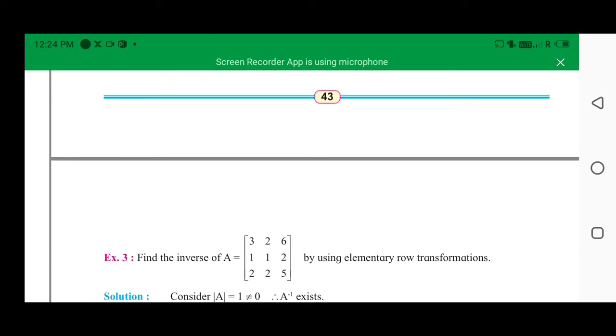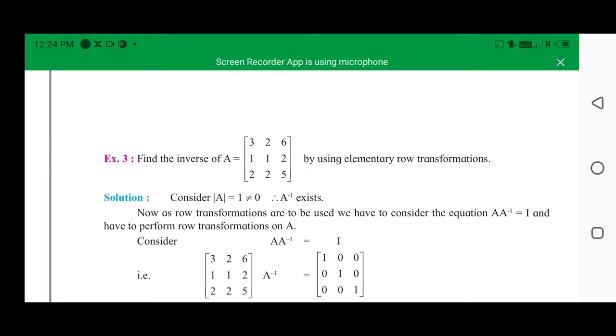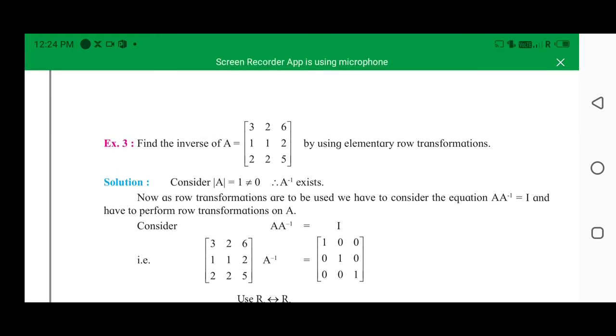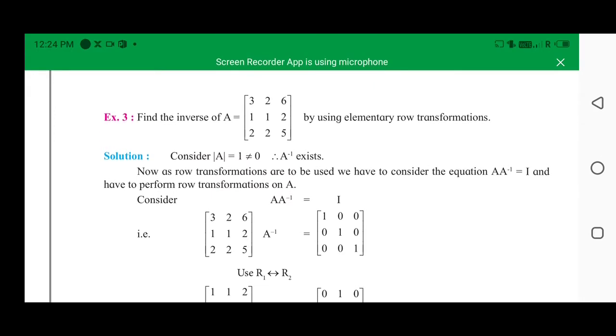Okay. The second example, the third example, that is, find the inverse of a matrix A is equal to, these are the matrices given, 3 cross 3. Same procedure we have to apply. First we have to identify the determinant of that matrix. Here the determinant is already given as 1, which is not equal to 0, so A inverse exists.